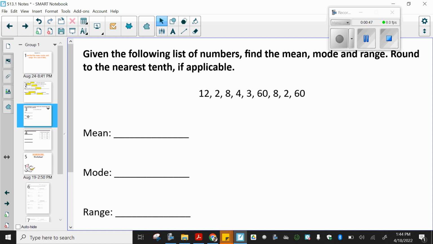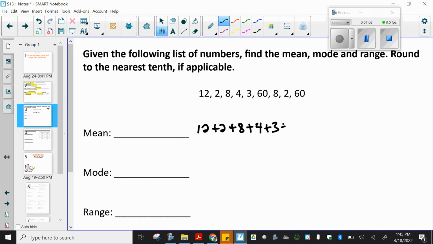Given the following list of numbers, find the mean, mode, and range. Round to the nearest tenth if applicable. All right. So we have to add these up for mean. We're going to do 12 plus 2 plus 8 plus 4 plus 3 plus 60 plus 8 plus 2 plus 60. All right, let's add those up. You could plug this in the calculator, but I like kind of pairing them up. So I know that 2 plus 8 makes 10. 8 plus 2, 10.